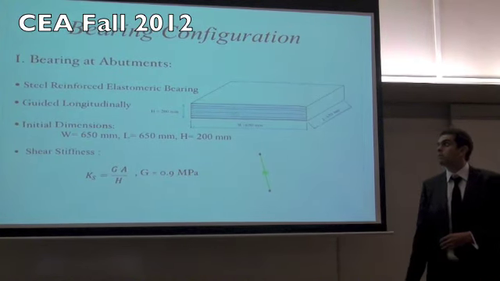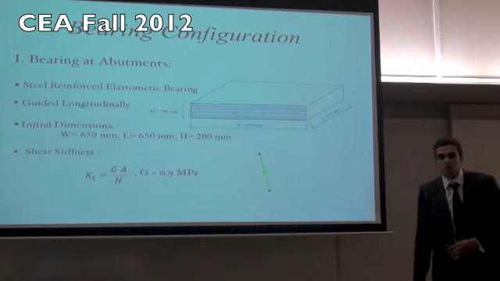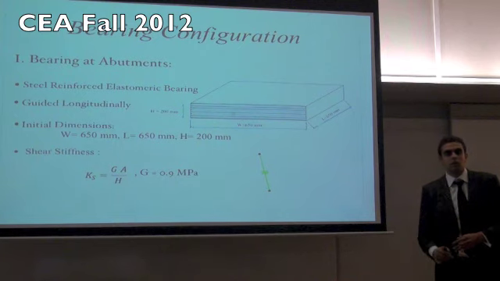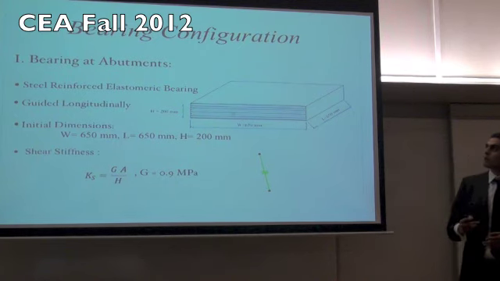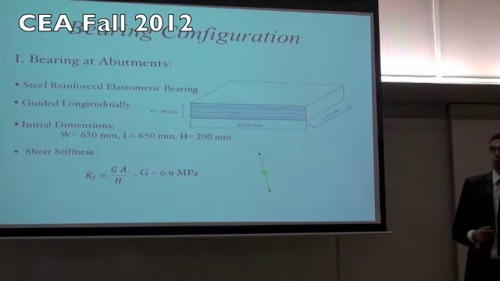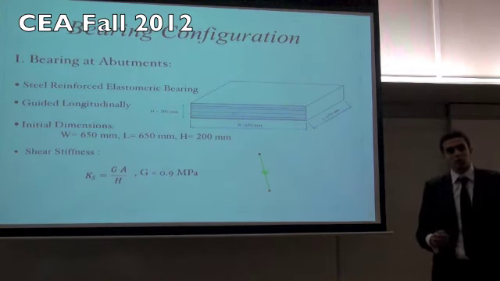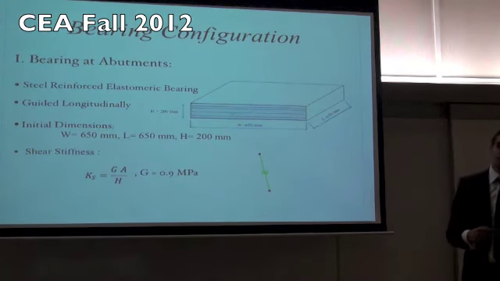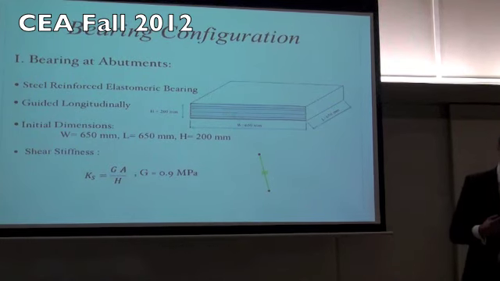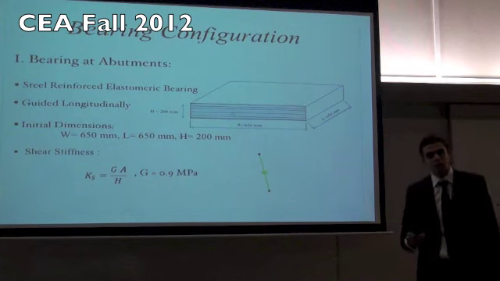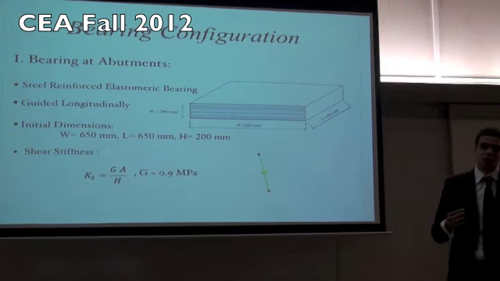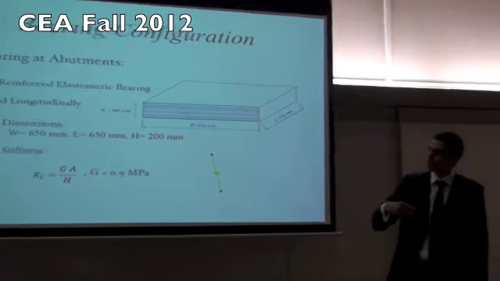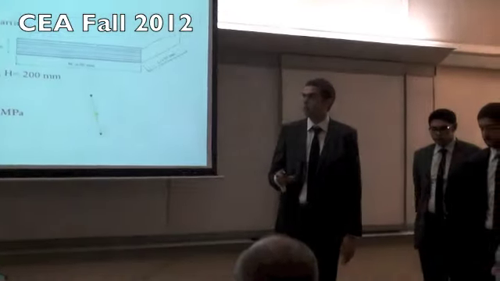We have bearing at the abutments, and so what is the bearing? The bearing is a structural element that is between the deck and the abutments at both ends of the bridge. For our project, we are going to choose the steel reinforced elastomeric bearing. The function of this bearing is that it accommodates movement in certain directions based on our desire. In our case, we make it gradual or auxiliary and restrain the movement in the transverse direction and vertical direction.